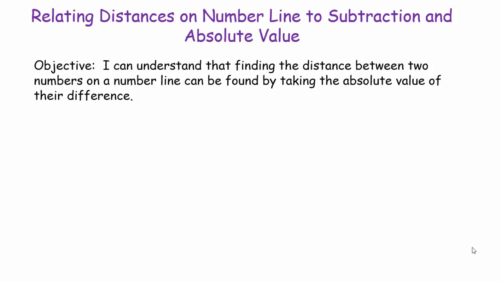In tonight's lesson, we'll be relating distances on the number line to subtraction and absolute value. Here's our learning objective for tonight. I can understand that finding the distance between two numbers on a number line can be found by taking the absolute value of their difference. And I know that's a lot of words, so let's talk about what that means.